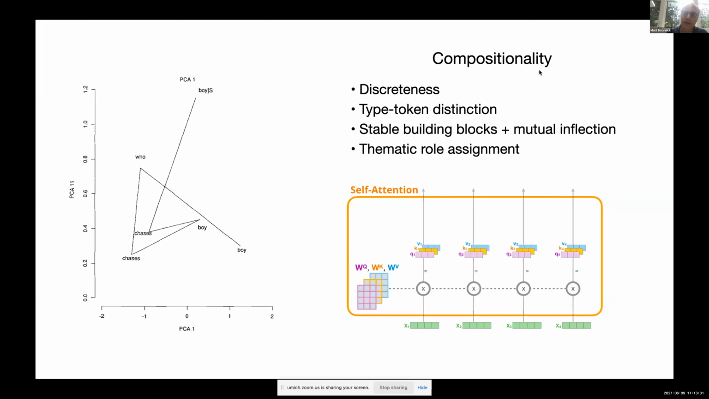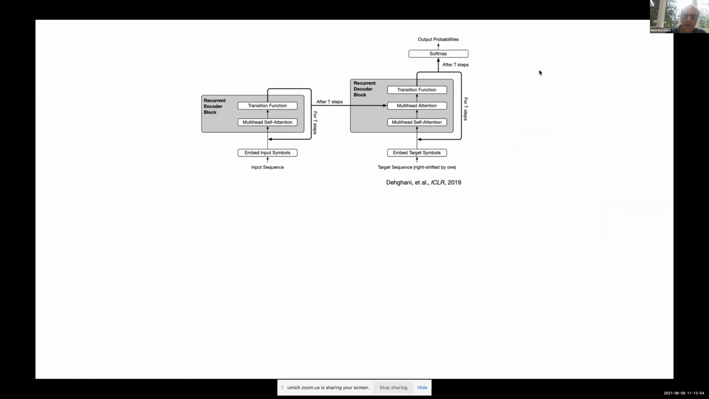So these networks are really good at handling compositional structure. What I mean, by the way, by compositional structure is a set of discrete elements. The most obvious example would be words, but as we'll see, you can use other kinds of discreteness. A type-token distinction, stable building blocks that are nonetheless inflected by their context, and thematic role assignment in the sense that we were just talking about.